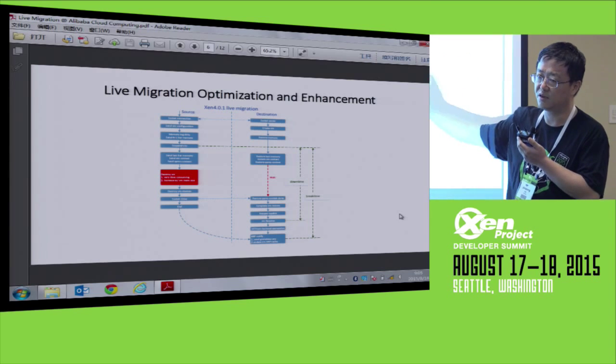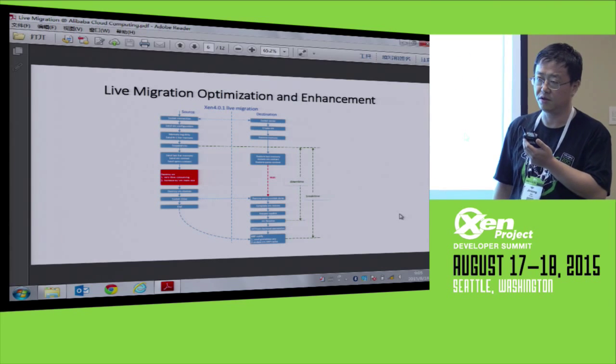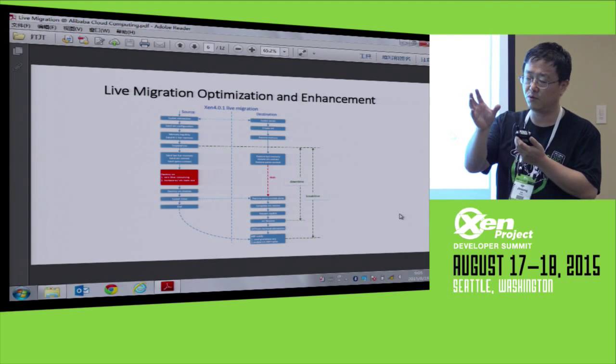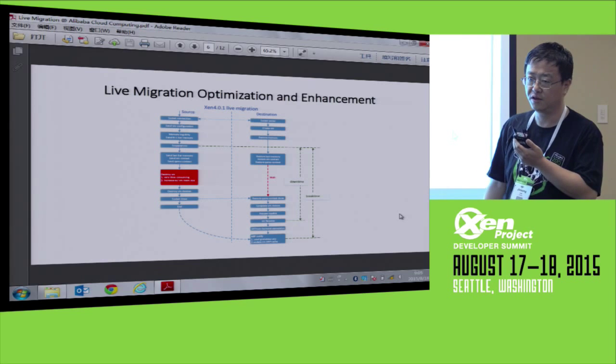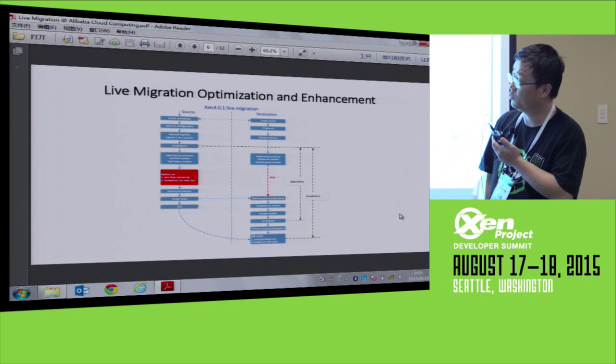During this time the network will break. When we migrate one VM from one server to another server, the customer's network will not work. For example, the TCP will disconnect. So we have to optimize it.